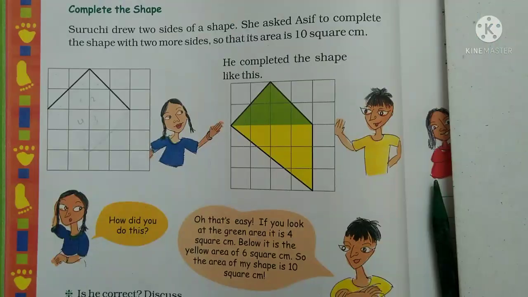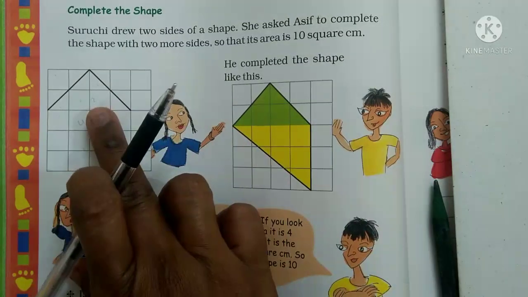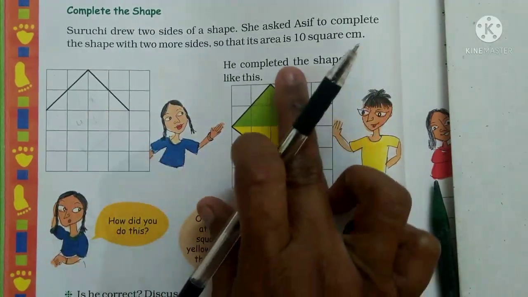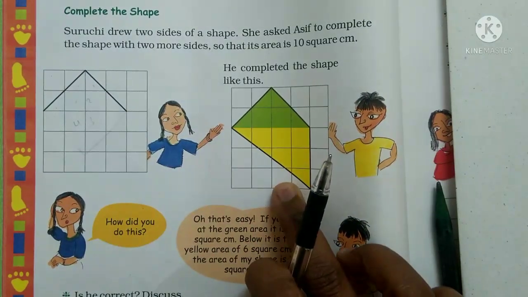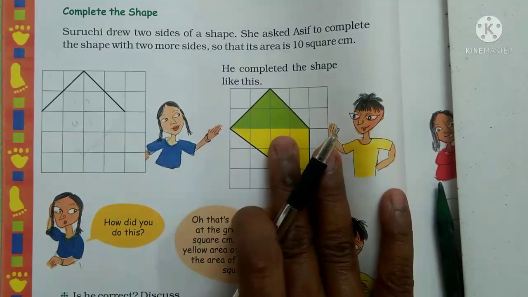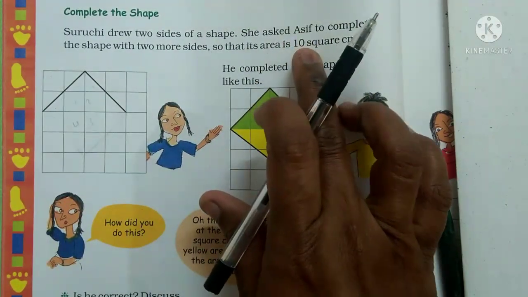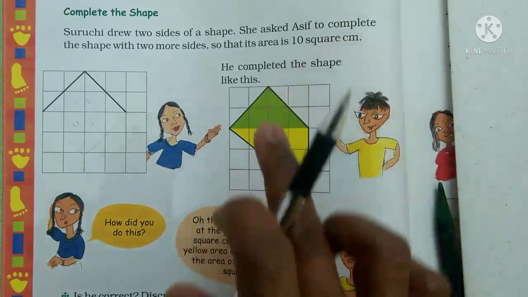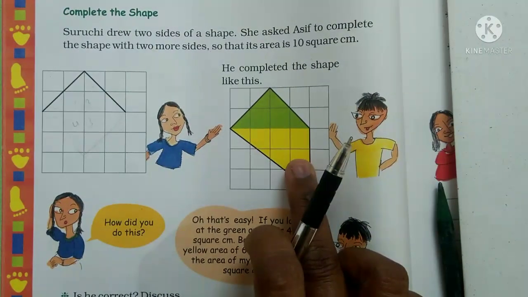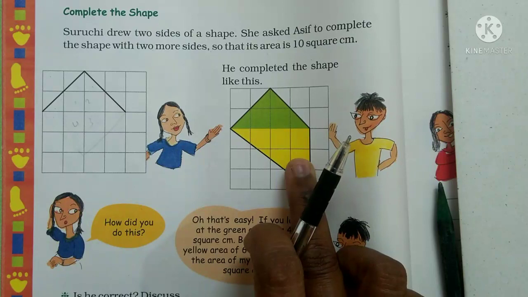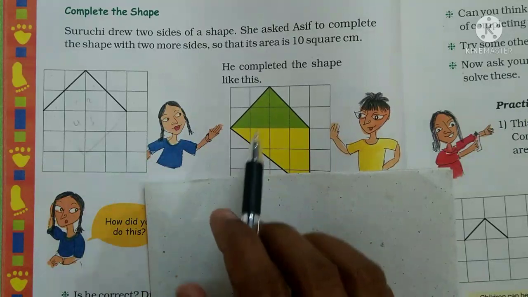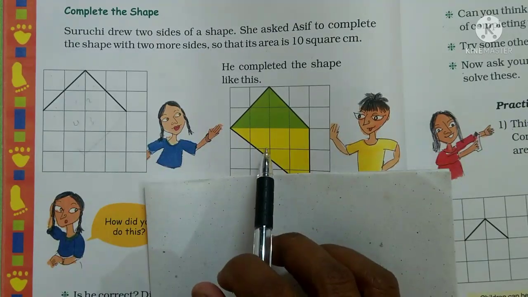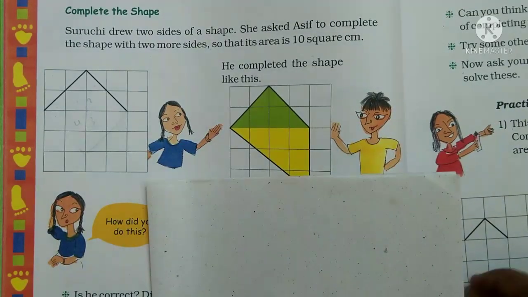Only two sides are given. Arif, how can we complete this? Listen, he completed the shape like this. We want to find out whether this figure's area becomes 10 square centimeter. Is it 10 square centimeter? Yes, we check it. First, how many complete squares are there? We can count it.